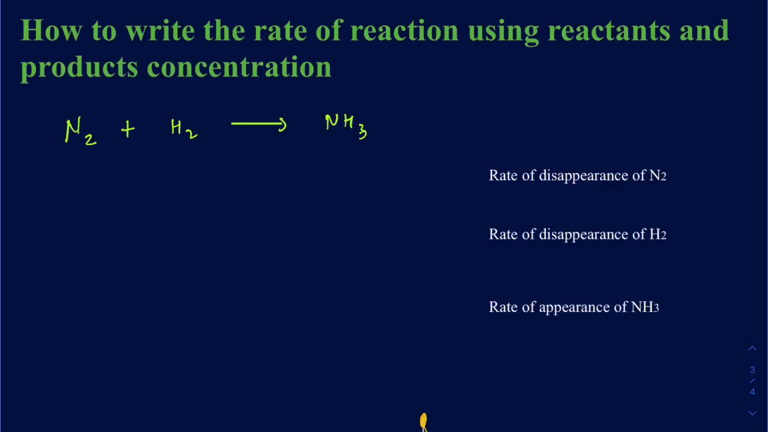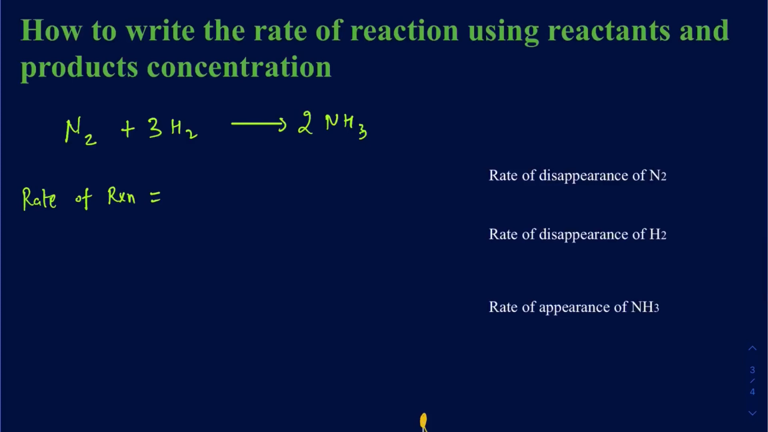And if I balance the equation, I would need to have 3 in front of H2 and 2 in front of NH3, and that should balance out your equation. If I want to write down the rate of the reaction, I can write that down in terms of the reactants' disappearance, and in terms of the product's appearance as well.